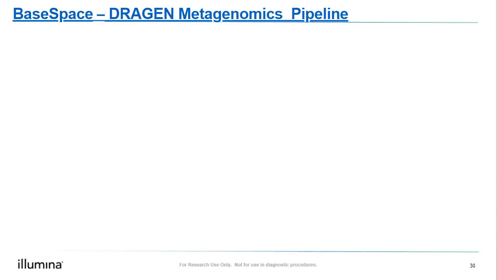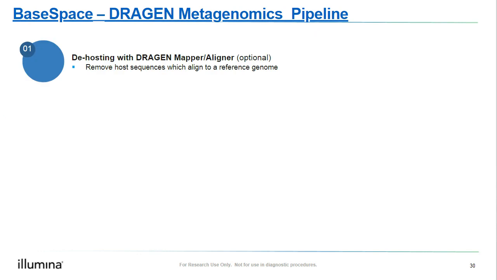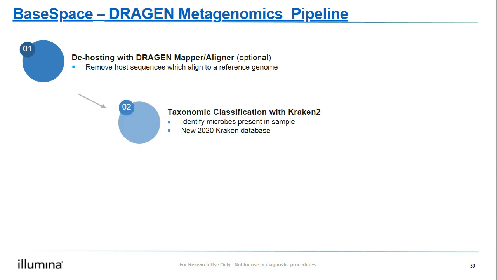Now let's go over the workflow of this app. The advantage of this app is using our DRAGEN mapper and aligner, which provides accurate mapping and a dehosting option. With the dehosting option, you can remove the human reference genome from the samples. After removing the host genomes, the next step is taxonomic classification using Kraken2. This app is using the new Kraken2 database from 2020.